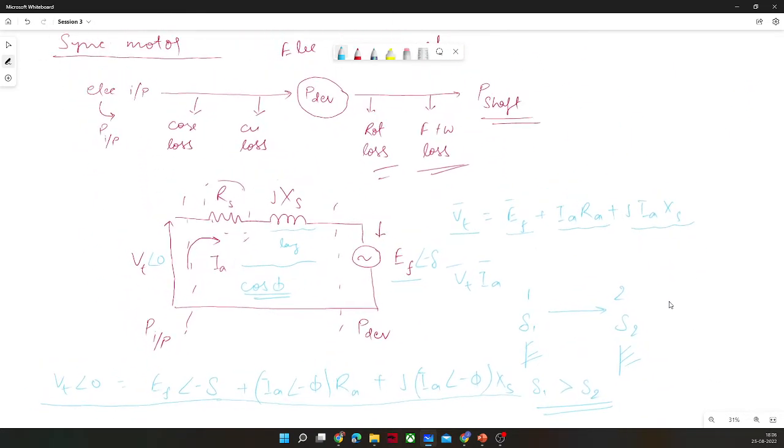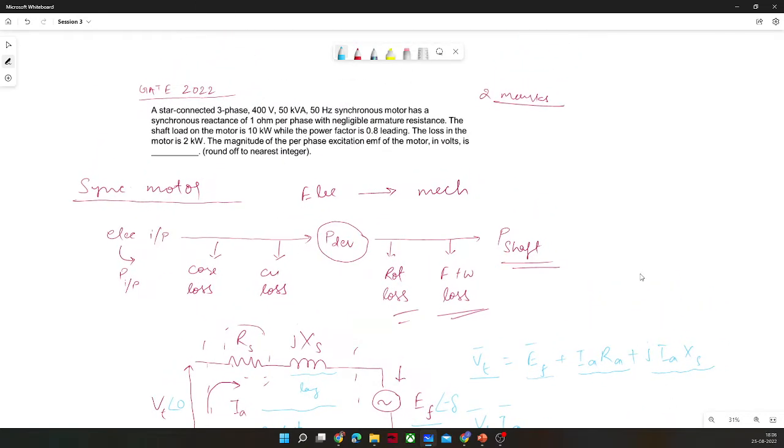If not, then we will follow the problem they were asking. It is given here: synchronous reactance of 1 ohm per phase, meaning Xs of 1 ohm is given. 400 volt, 50 kVA, 50 hertz, 3 phase, star connected synchronous motor. Shaft load on the motor is 10 kilowatt. So there is 10 kilowatt of load, meaning this power is given here.